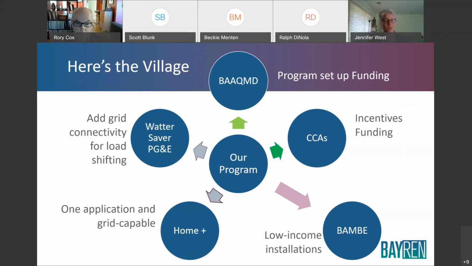As Becky mentioned, we have worked hard to try and integrate our program with the BayREN single family program, Home Plus, with one application. And an interesting note is that they weren't planning to put grid capable heat pump water heaters in place, but we were able, as a requirement for our program, to make sure that those were standardized between the two programs. And then to work with PG&E.